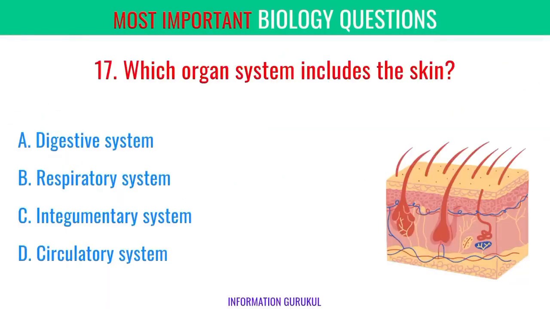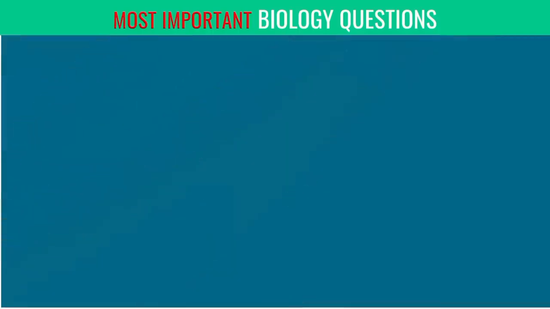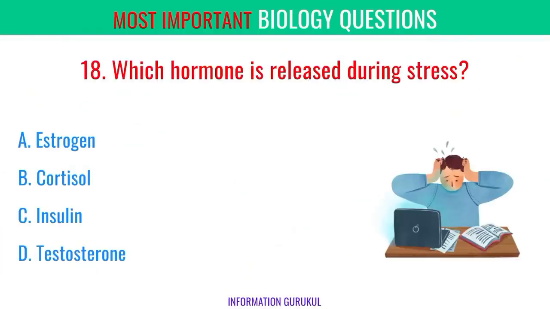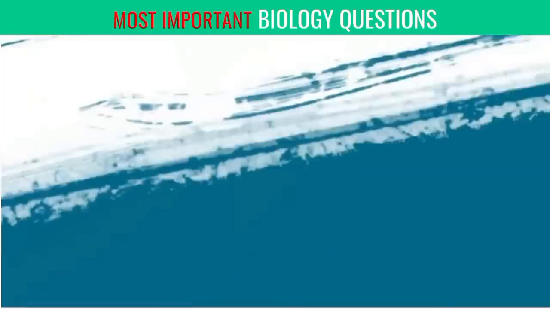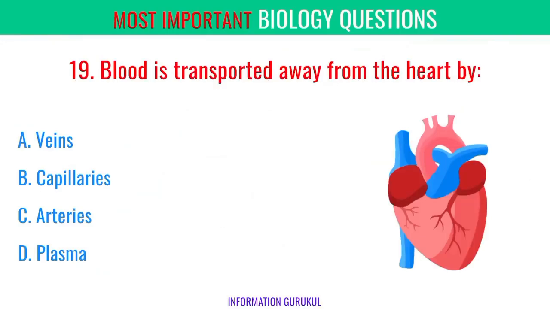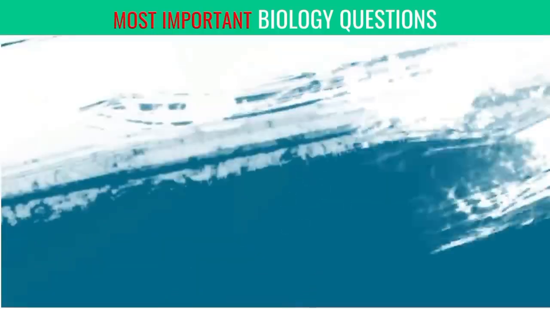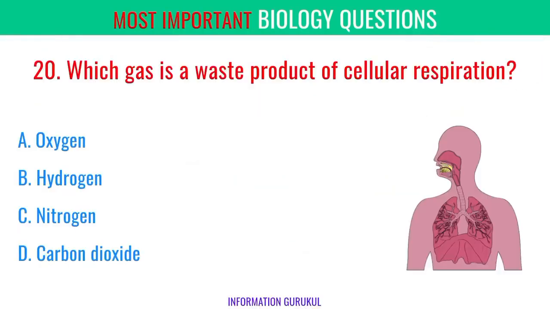Which organ system includes the skin? Integumentary system. Which hormone is released during stress? Cortisol. Blood is transported away from the heart by arteries. Which gas is a waste product of cellular respiration? Carbon dioxide.